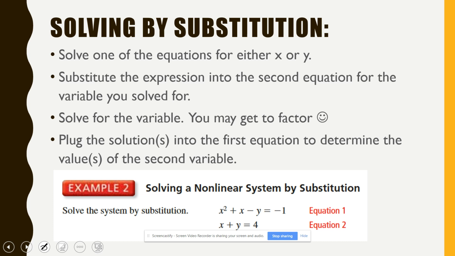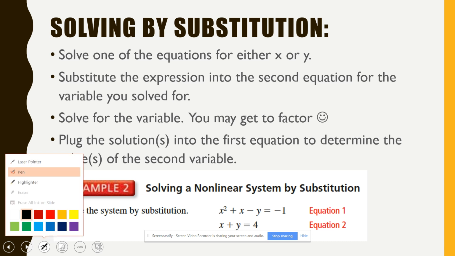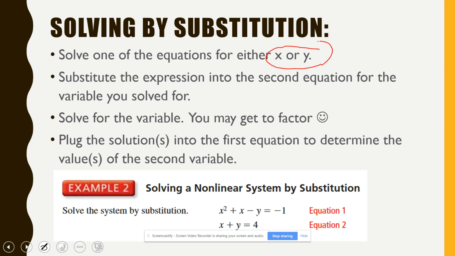So when we're solving by substitution, we're taking one equation and getting either x or y alone. We substitute that into the second equation for the variable that we solved for. Solve for the variable that's left. You might get to factor. Plug the solution or solutions into the first equation, and that'll give you the value or values of the second one.